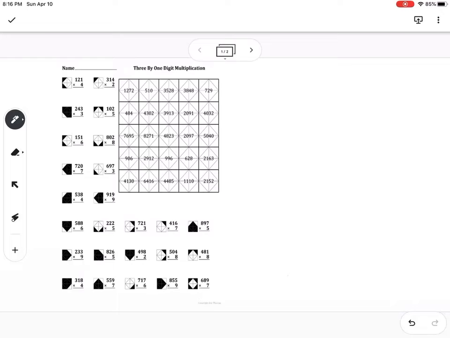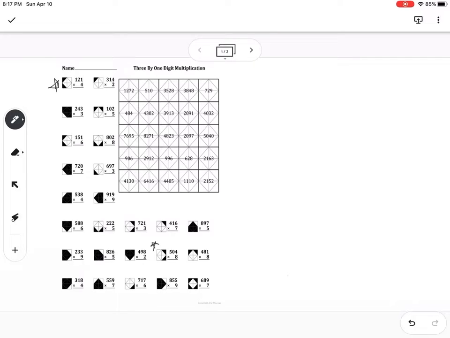All right, I'm going to do 2 problems with you today so you know how to do a 3-digit problem. And don't worry, you can do it. It's just like a 2-digit with 1 extra step. So we're going to do this one, 121 times 4, and then down here at the bottom, we're going to do 504 times 8.